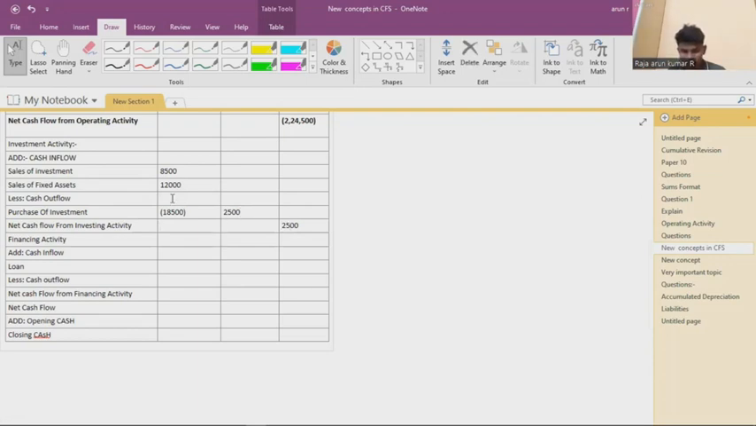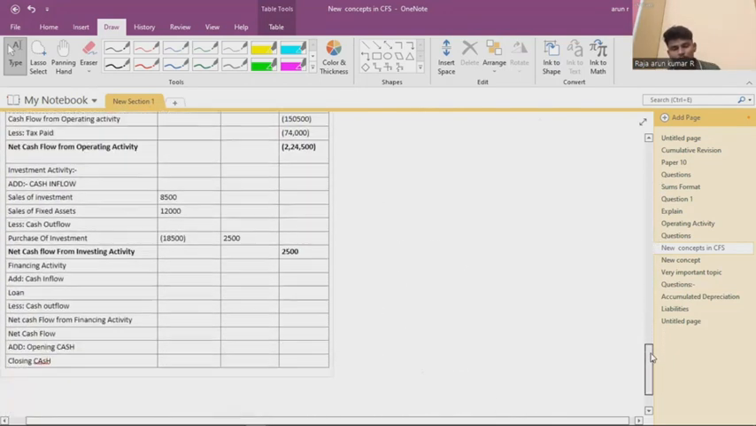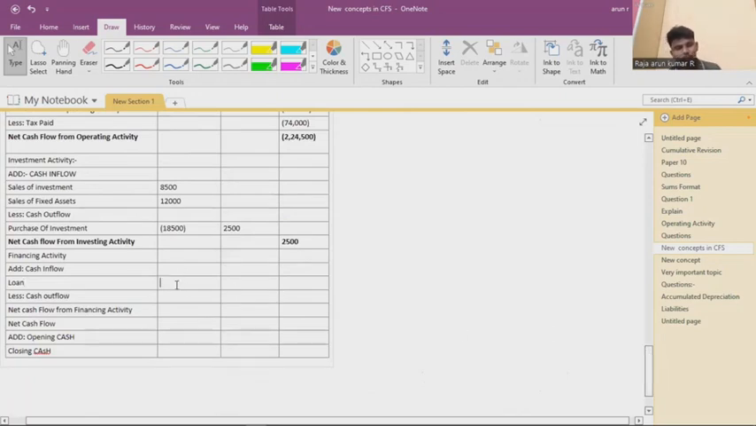Then we come to the cash flow from financing activity. Inflow of cash: there is one loan. I told that before: in this year only we got the loan. The loan came to the business, so there is an increase in cash, an inflow of cash. We add that 2,70,000. Then outflow of cash: there is no outflow, we did not pay anything. Zero. 2,70,000 is the total. Then net cash flow from financing activities is 2,70,000.